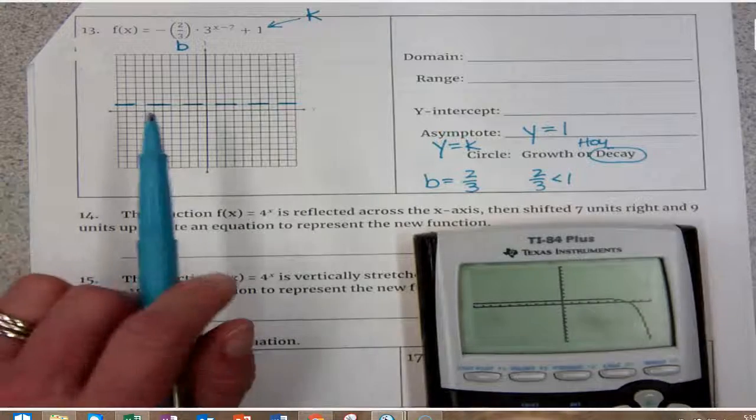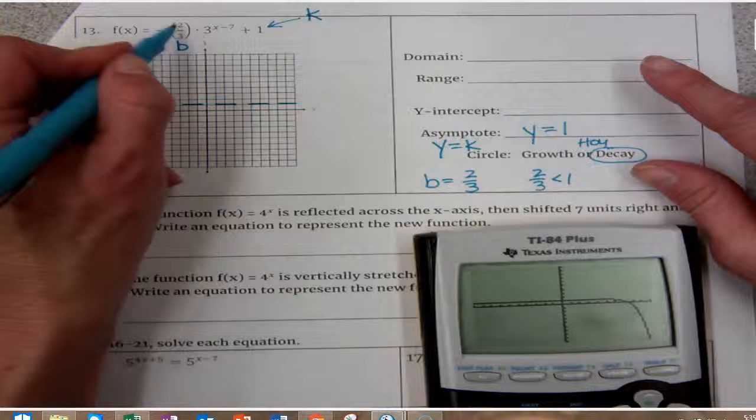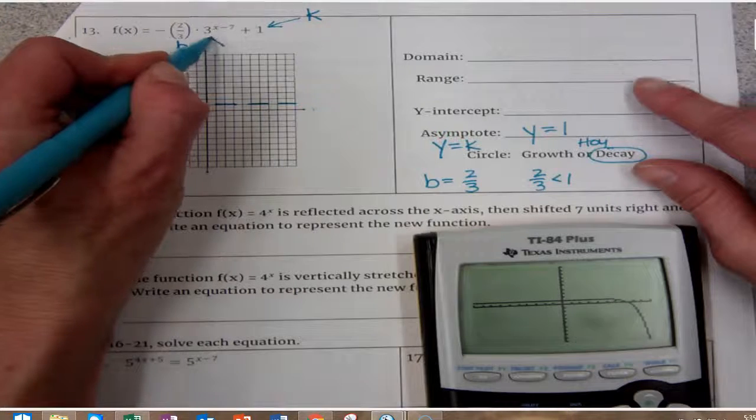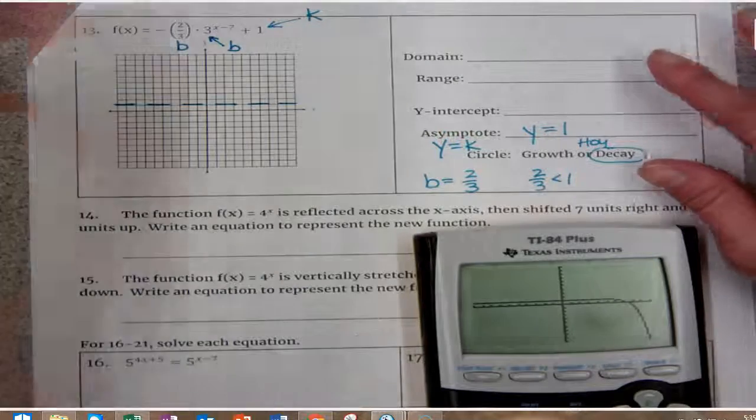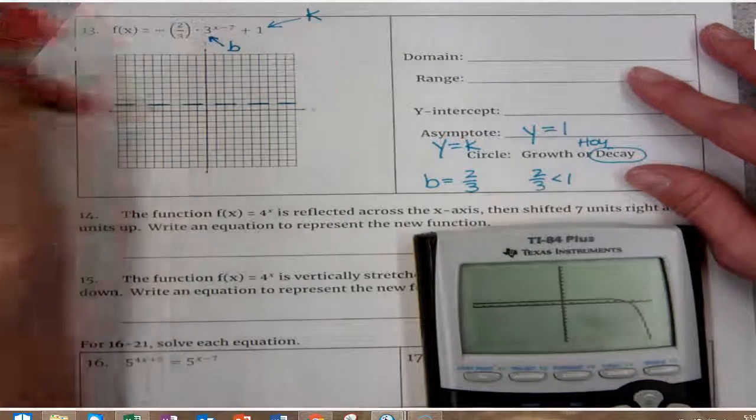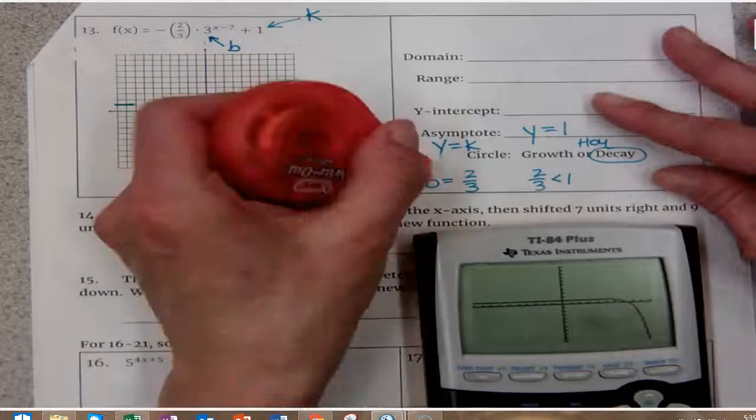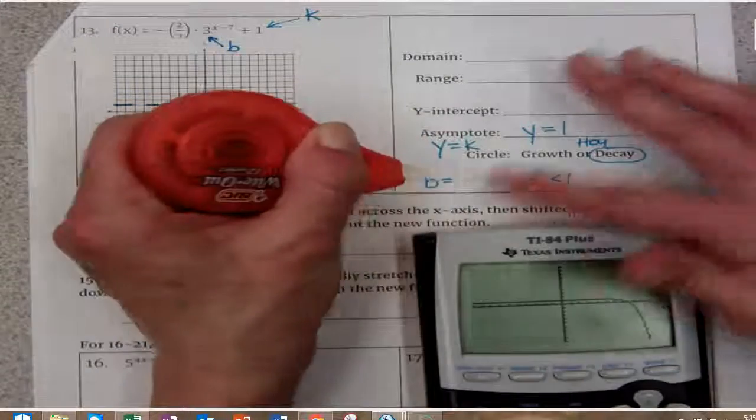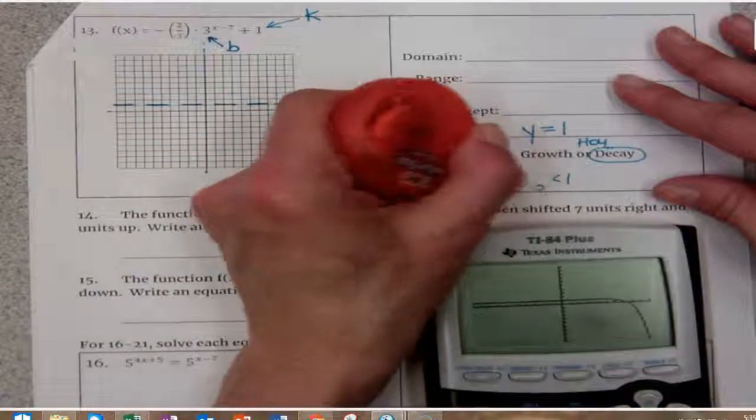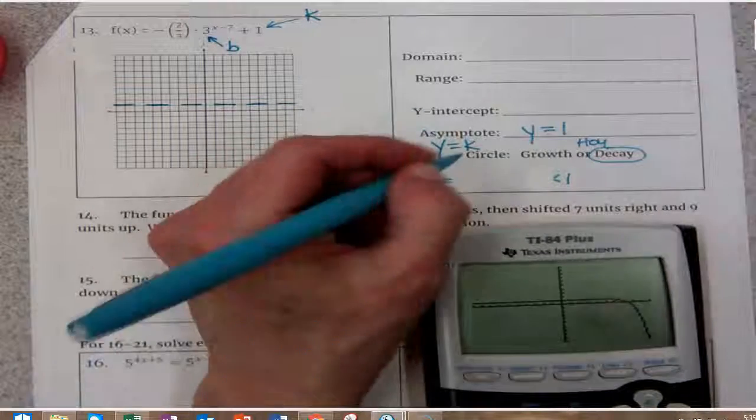Y'all, I made a mistake. This is not my b value. This doesn't have any exponents around here. This is my b value. That's my b value. So this is wrong. Okay, hold on. So my b value, sorry. I was hoping you guys would catch that, but nobody shouted it out. Oh wait, we're on video.